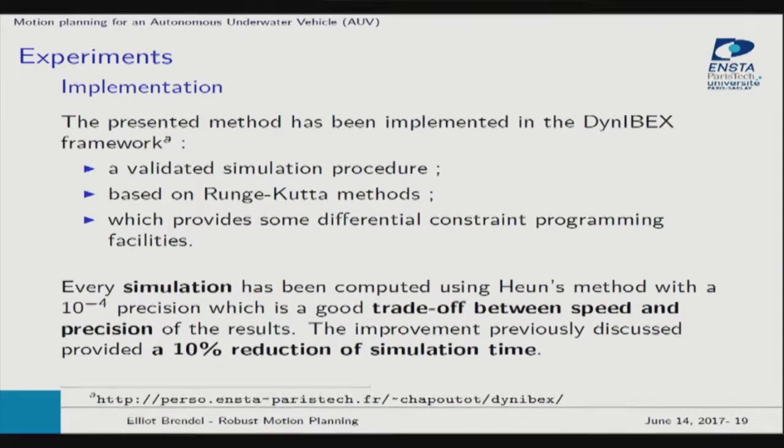So for the implementation, we choose to implement the approach with the Dynibex framework. It provides a validated simulation procedure based on Runge-Kutta methods. And it also provides some differential constraint programming facilities. Every simulation has been computed using Heun's method and 10^-4 precision, which is a good trade-off between speed and precision of the results. And the improvement using set membership we discussed previously provided a 10% reduction of the simulation time.